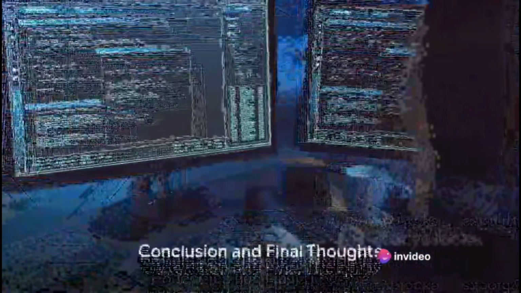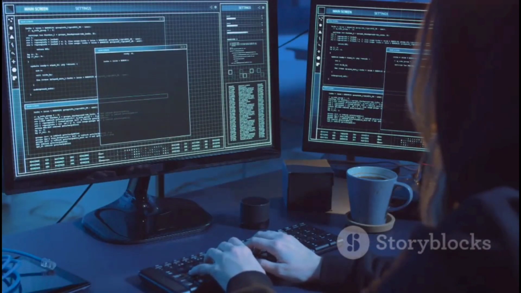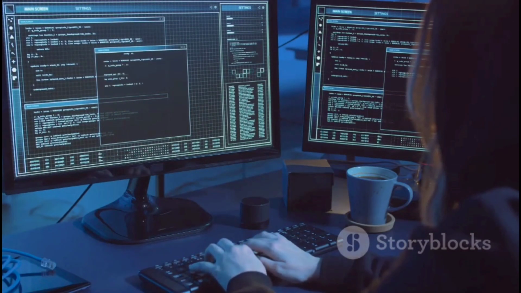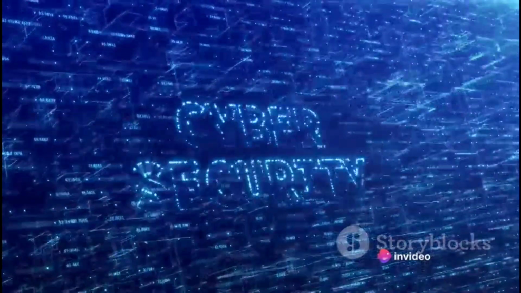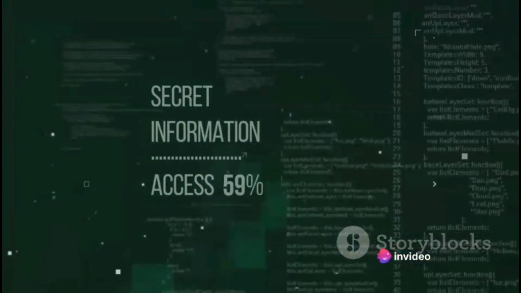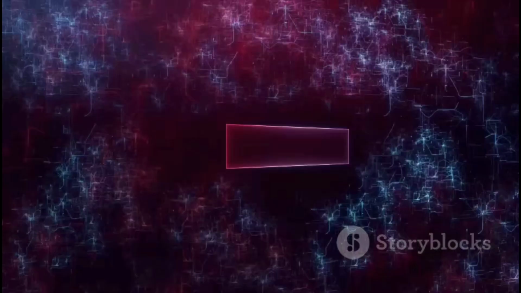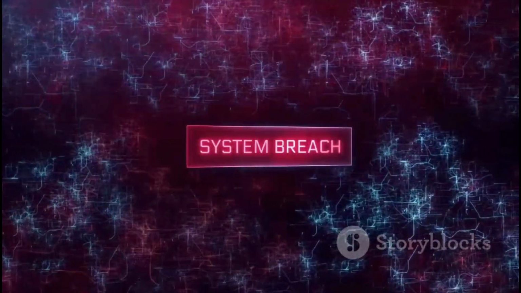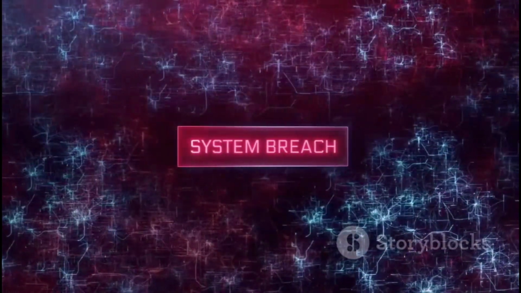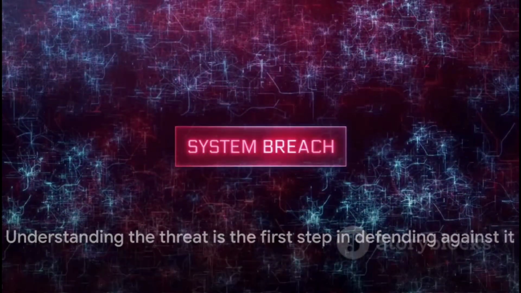To wrap up our discussion on command injection, we've explored its nature, the potential risks it poses, and the various strategies to mitigate such threats. This topic is a crucial part of the larger cybersecurity landscape. The importance of understanding and mitigating command injection cannot be overstated. We encourage you to continue broadening your knowledge in cybersecurity and to remain vigilant in defending your systems. Remember, understanding the threat is the first step in defending against it.